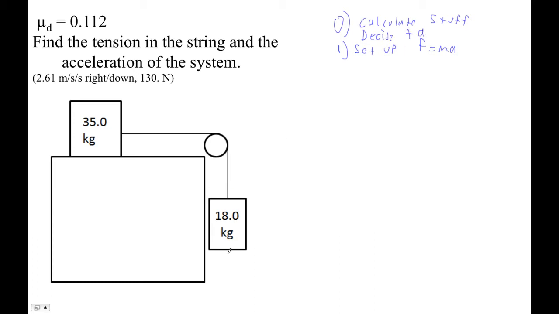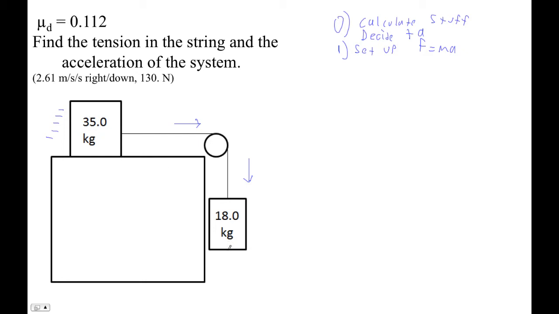Okay, so for this problem, I'm going to assume that this thing accelerates this way and this way. In fact, that's what the problem says. If you read the whole thing, it says this thing's descending, this thing's sliding to the right. Okay, so three steps, right? We're going to calculate stuff. I think there's a couple things we need, right?